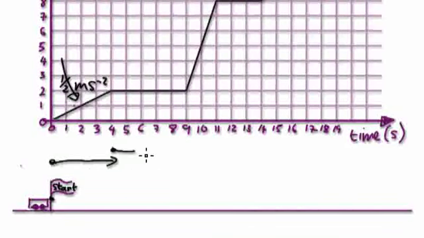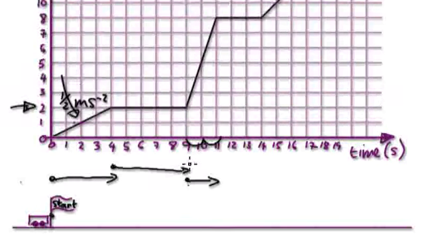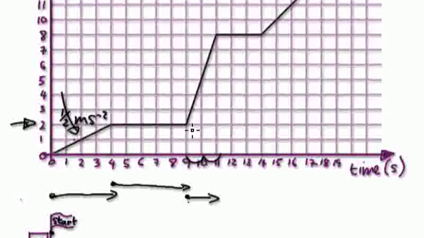Now between 4 and 9 seconds here, there's no acceleration. So your dad is traveling at a constant speed of 2 meters per second. Now from 9 to 11, for 2 seconds, your dad has put his foot on the accelerator again, and that means there's an acceleration. When there's an acceleration, it means there's a change in speed. So in this case, there's an increase in speed here.